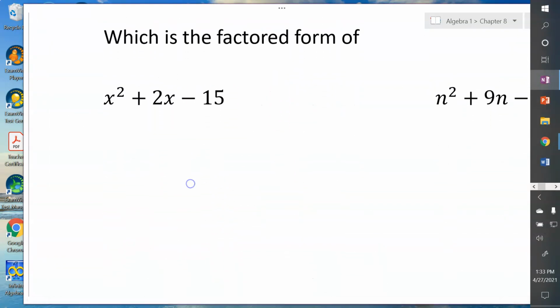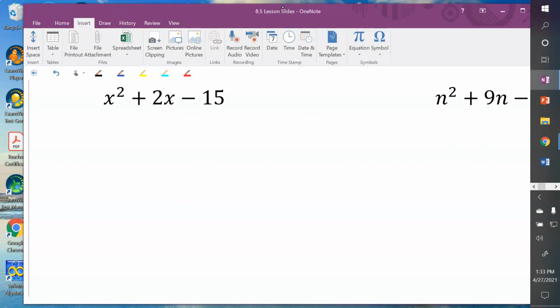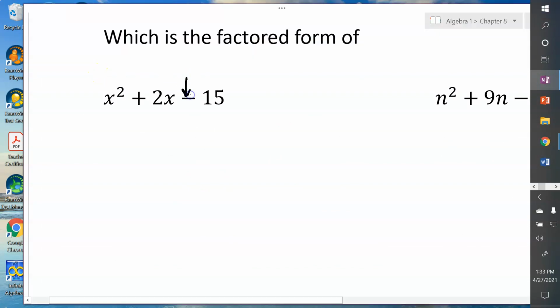Now we're going to do it where we have a negative back here. So that one's a negative. That means when I am multiplying my last two terms together, there have to be opposite signs. That's the only way I can get a negative. I'm going to go ahead and set this up this way. It's going to be an x plus and an x minus because they have to have opposite signs. They're going to add to a positive 2.